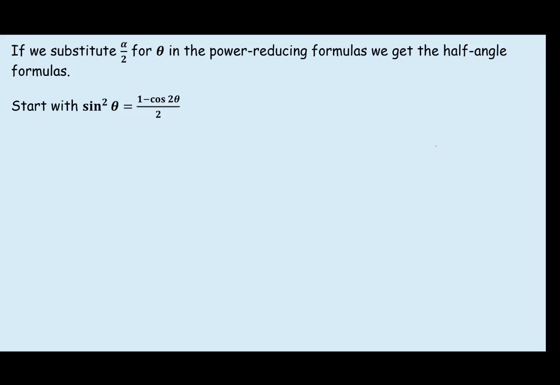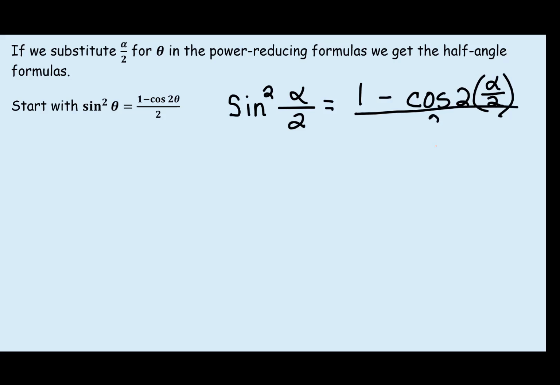So you've got this sine squared theta equals 1 minus cosine 2 theta over 2. That's what we got when we solved for sine squared in the cosine double angle formula to get the power reducing formula. Now what we're going to do is substitute alpha over 2 for theta. So we're going to represent theta as some angle over 2. And that is going to give us 1 minus cosine 2 times alpha over 2, over 2.